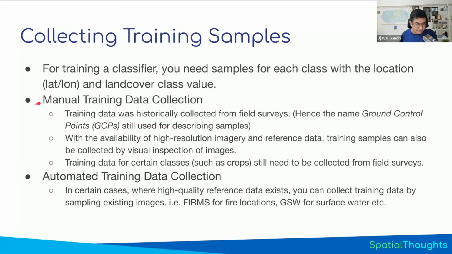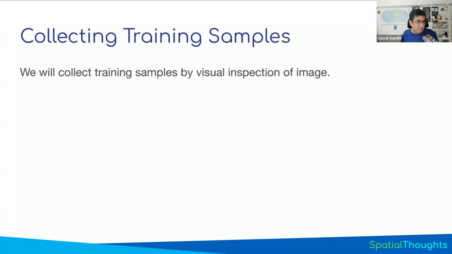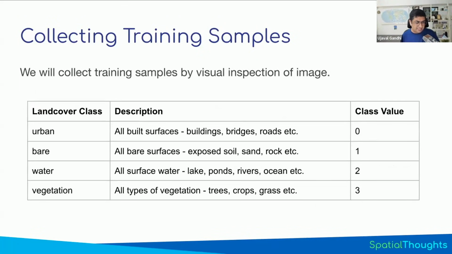We're going to do the latter today. We're going to focus on this particular method, where we create a Sentinel-2 image composite for your region of interest. We're going to visually identify different land covers and collect some training samples. This is the exercise that we're doing today.